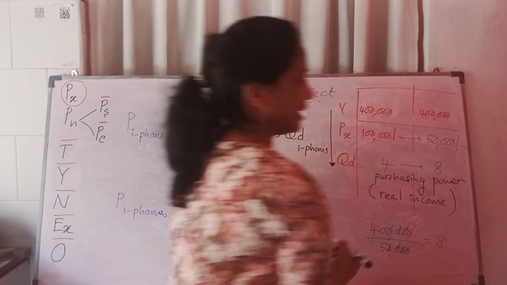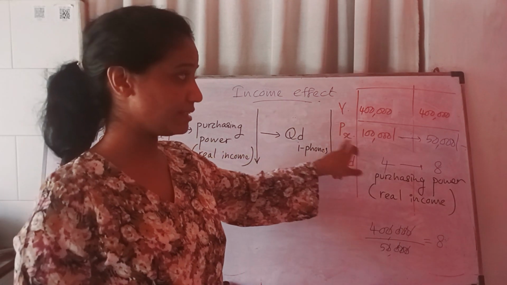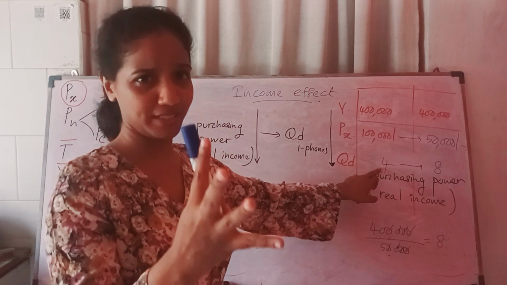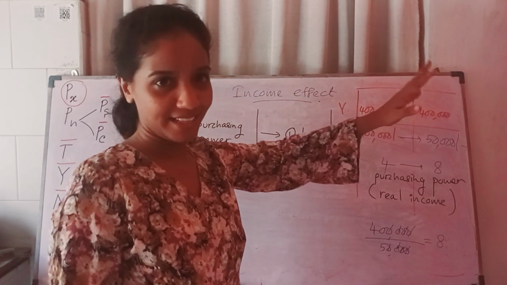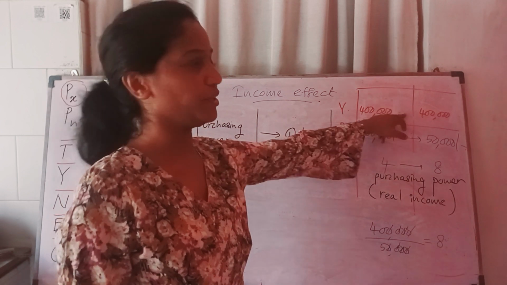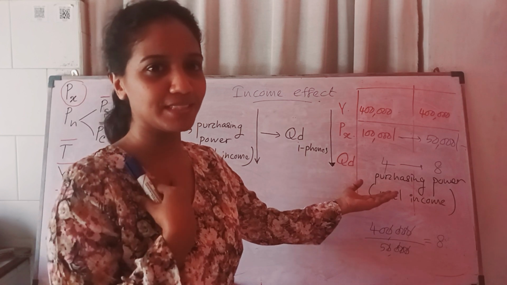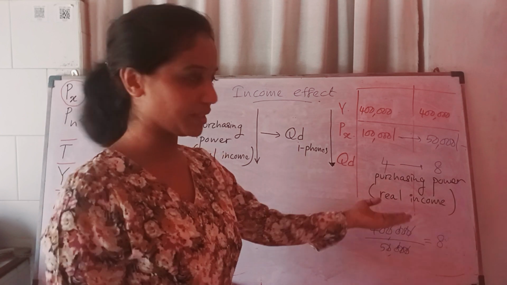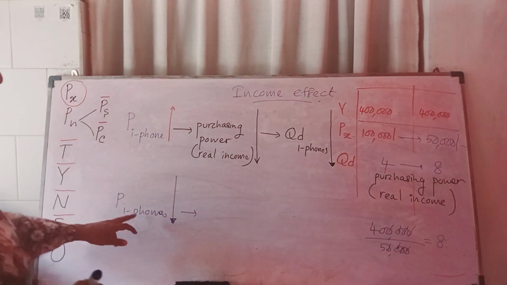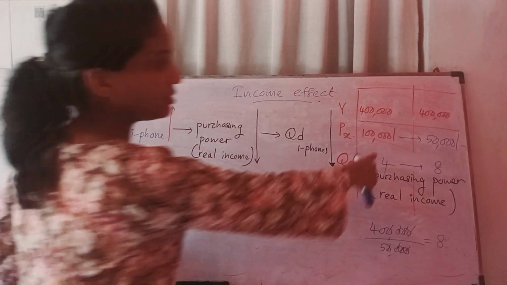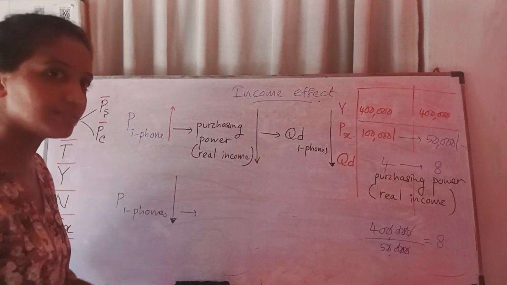Now you can buy 8 units of iPhones. Before the price changes, you could buy only 4 units. But now you can buy 8 iPhones from your nominal income. Right? Which means what happened to our purchasing power? It increases. What happened to real income? It increases. So, when the price of iPhones reduces from 100,000 to 50,000, what happened to our purchasing power, children?